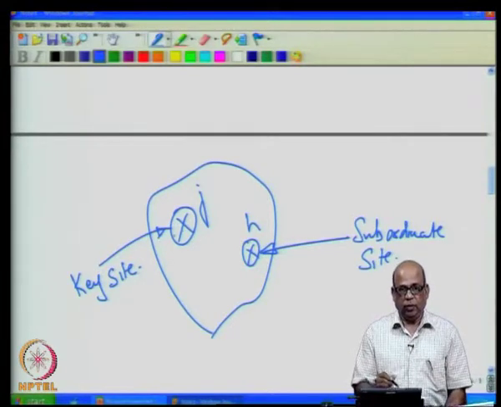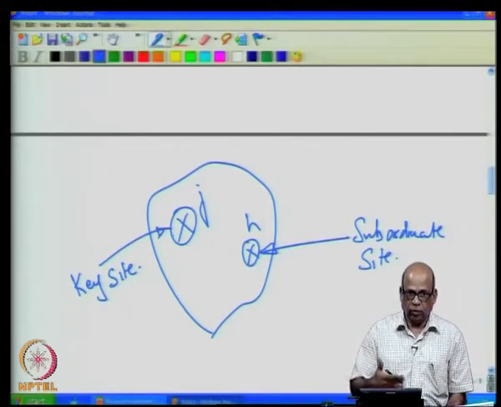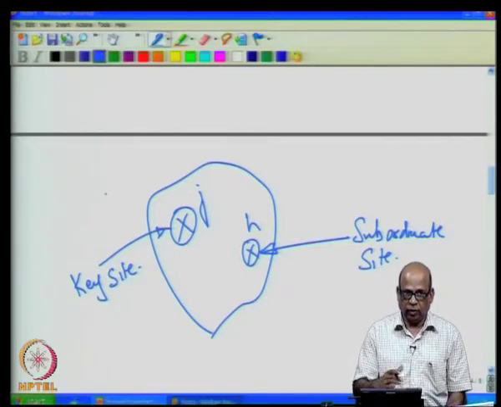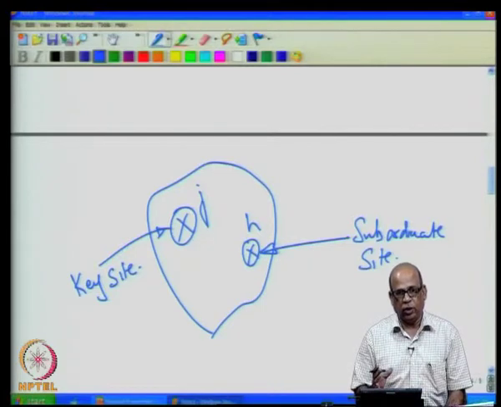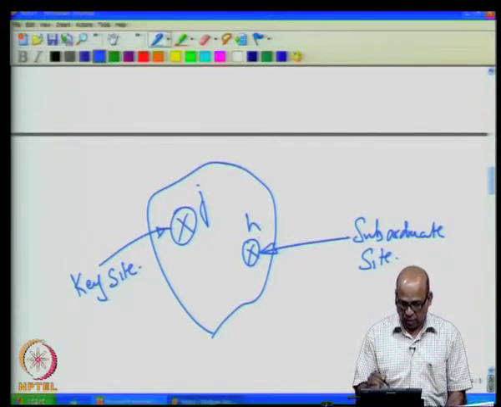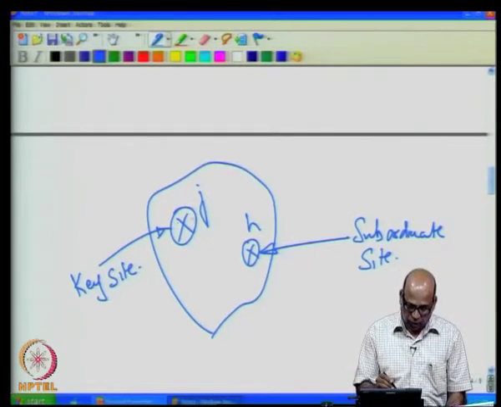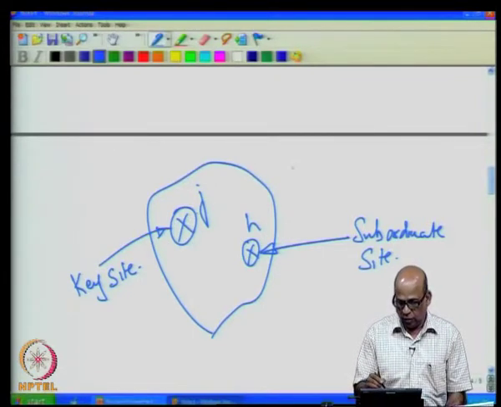Now, the key site we choose based on the length of the data. There is a longer length of data available on the key site, and therefore we call it a key site, and also the quality of the data is much better than that available at H. So, for the key site we simply use the single site model.